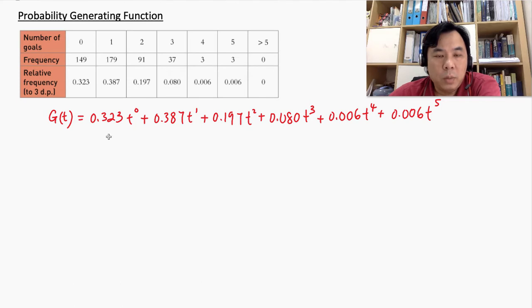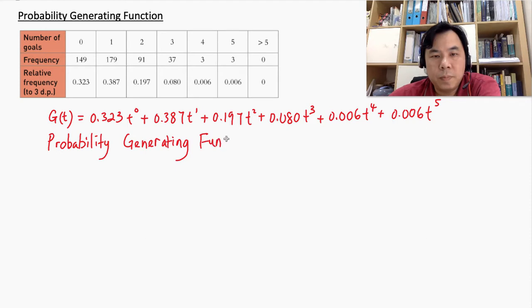Now, where can we get its probability? The probability is the coefficients of these polynomial functions here. Now, the functions that we have created are what we call the probability generating function. Right? So in short, it's just PGF here.